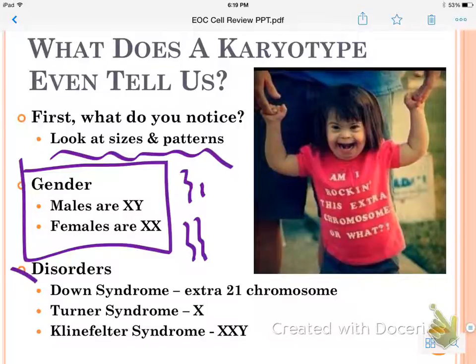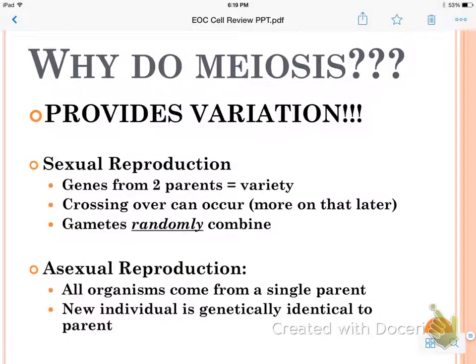And then also important to note, you had one of these on your packet as well. Make sure you are familiar with the disorders. So these are the 3 most common ones that you could be asked about. So Down syndrome is extra 21. Turner syndrome just has 1 X. And then Klinefelter has 2 X's and a Y.